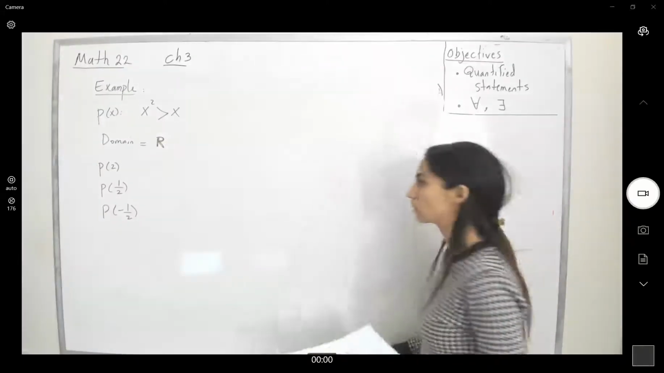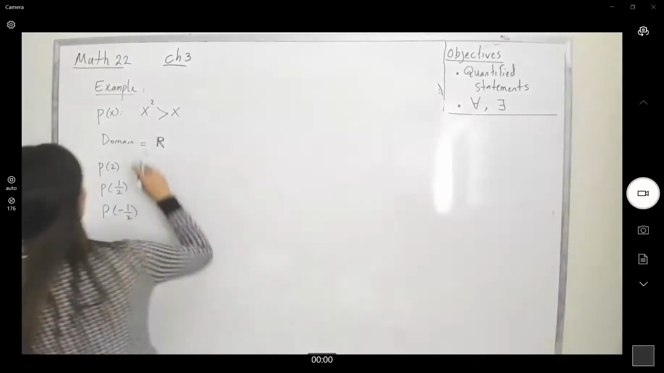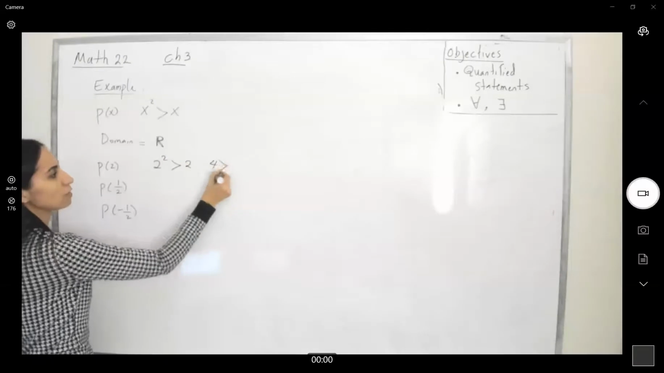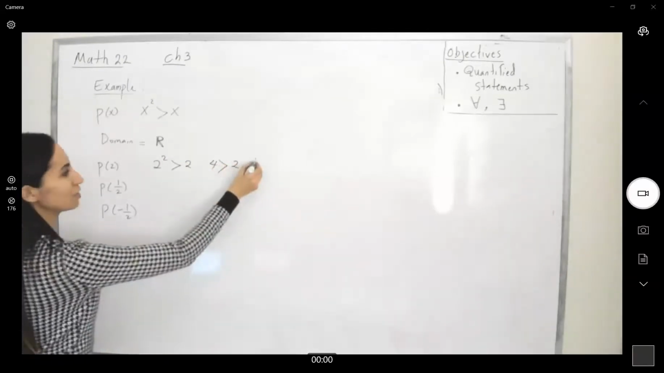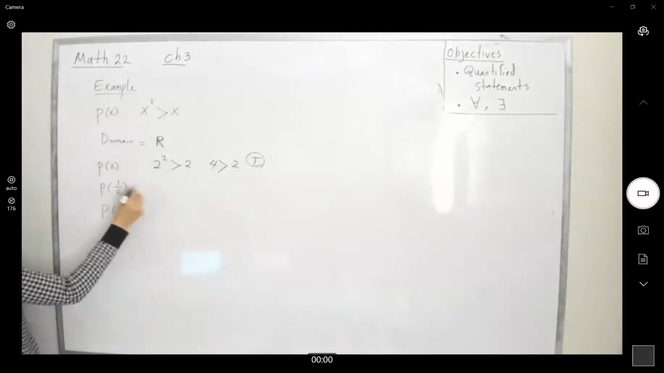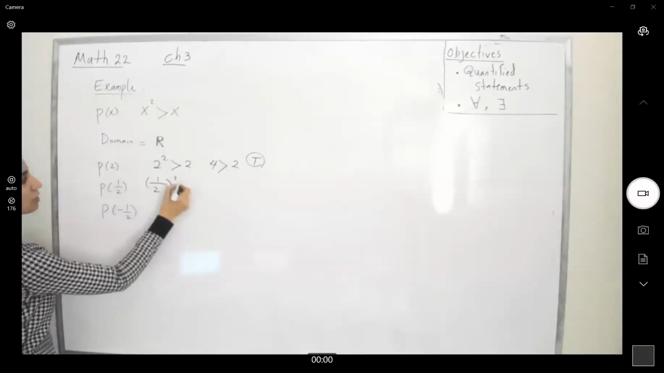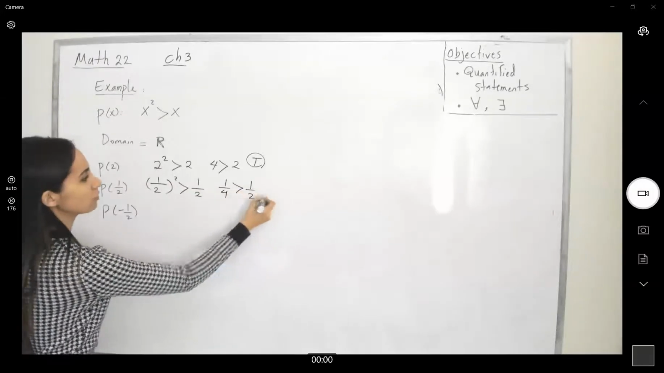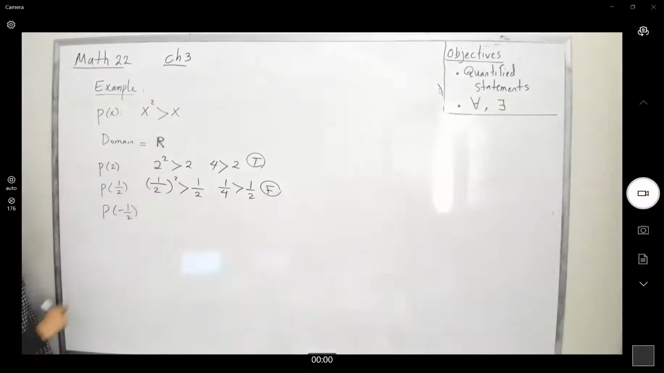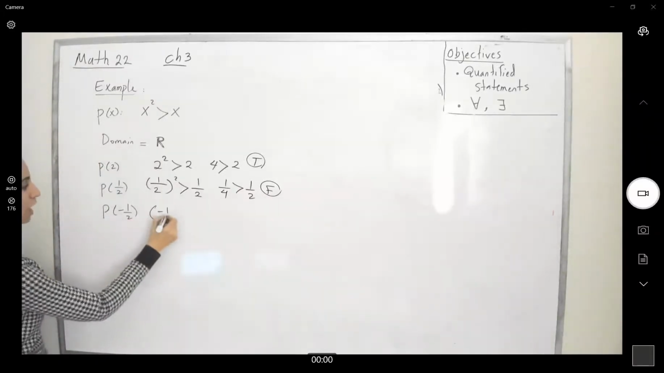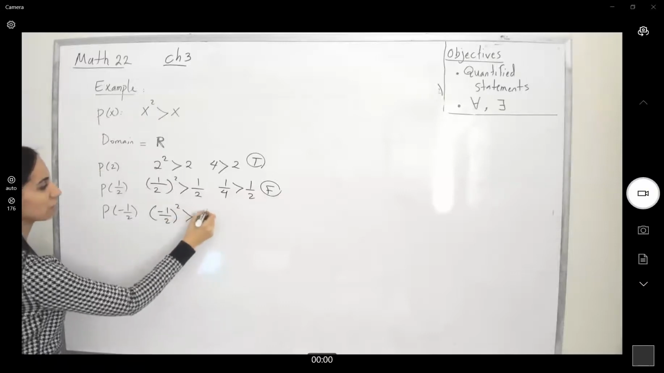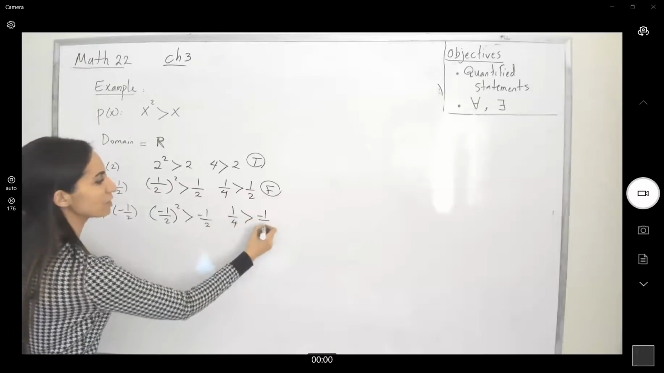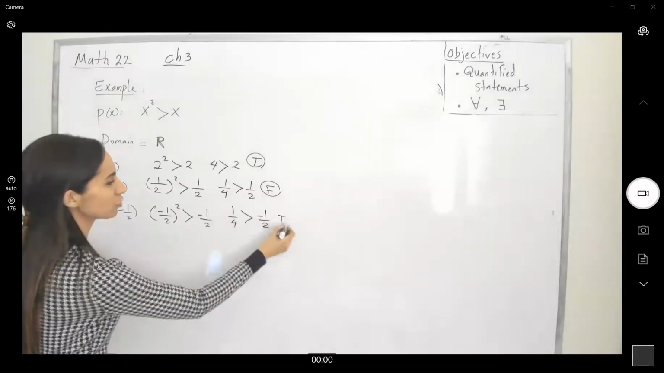So, P of 2 means that we just need to write down 2 squared greater than 2, or 4 is greater than 2, which is obviously true. A half squared is greater than a half, or a fourth is greater than a half, which is false. Negative a half: here you have (-1/2) to the power 2 is greater than -1/2, or a fourth is greater than a negative half. A positive number is greater than a negative number, which is true.